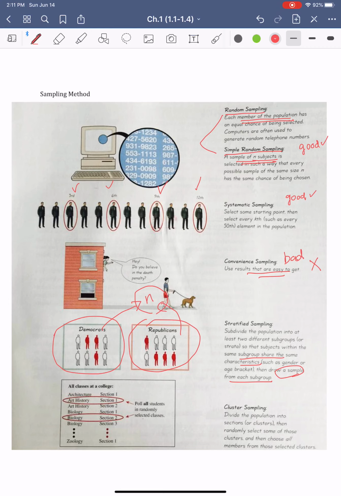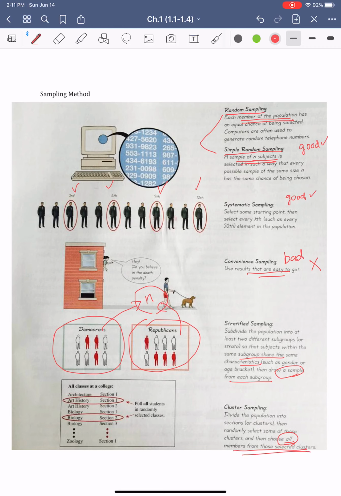Okay. Cluster sampling. This is very similar to stratified. Divide population into sections or clusters. So that's kind of like the same thing as the stratified. You divide it first into groups. Then randomly select some of those clusters and then choose all members from those selected clusters. Now here's a key clue. All members from those selected clusters.